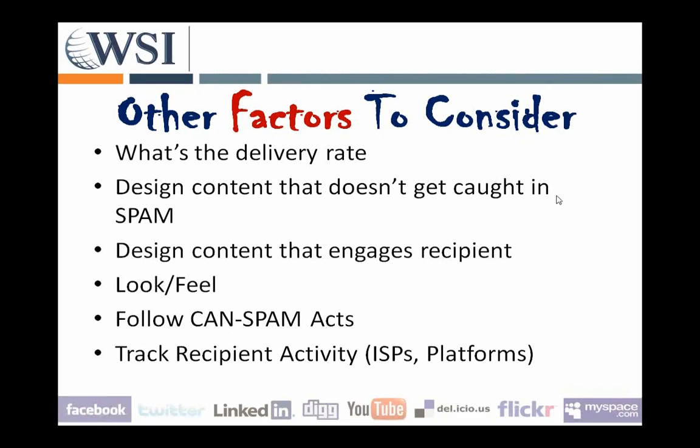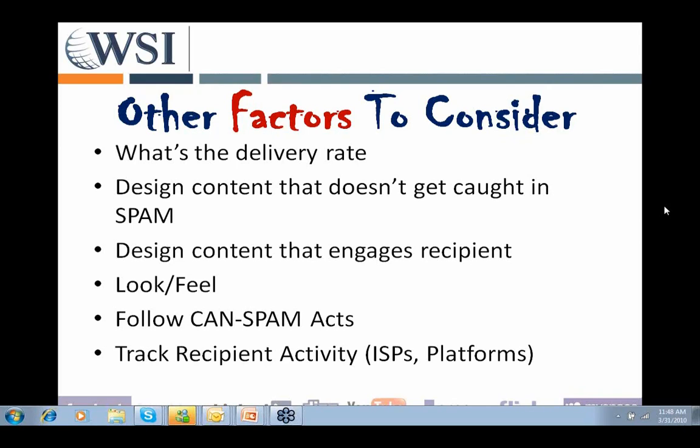Okay, so some other factors to consider. I talked about some of the basic factors, but when you are doing an email marketing campaign, things you need to ask are: what's the delivery rate? We also talked about how often you are sending it, and some people ask, is it better to send an email on Tuesday or a Friday or a Sunday? And the statistics show a lot of things.